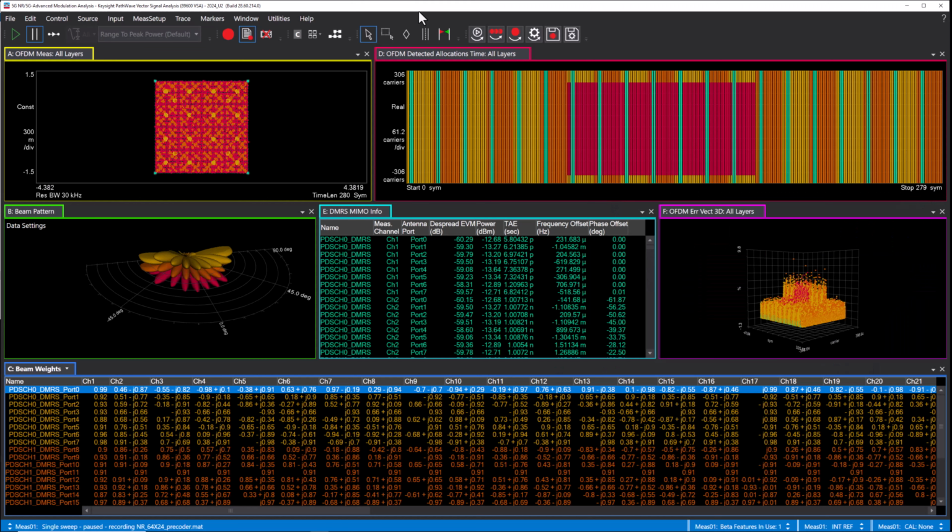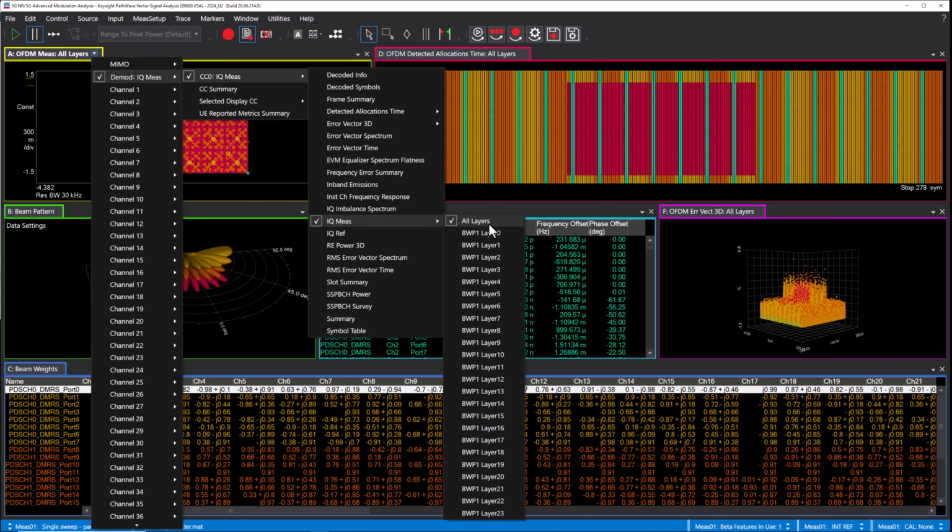Coming back to the multi-user MIMO demo, the VSA software offers a comprehensive set of measurement results for verifying and visualizing MIMO and beamforming signals. Shown here are just a few of the available traces. The constellation diagram provides a quick visual check of signal modulation quality. It can be displayed as a composite of all layers, or it can be viewed per layer.